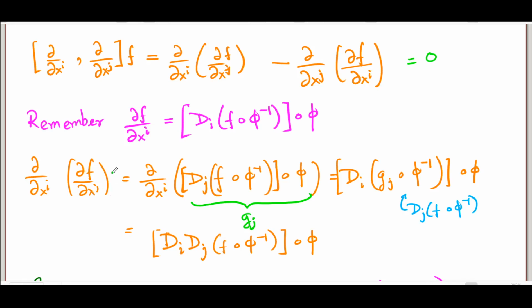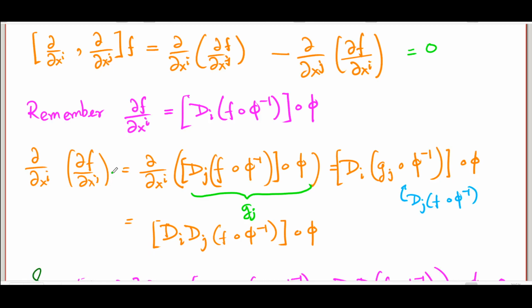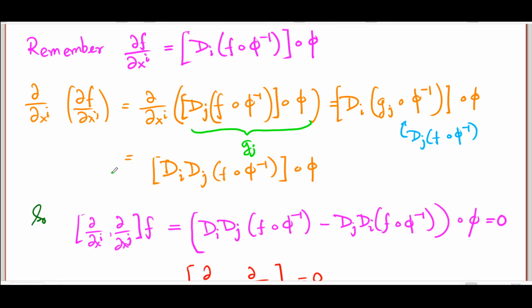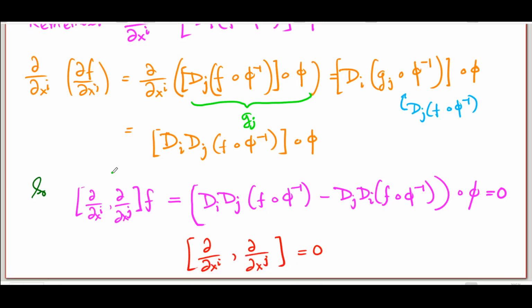And then di dj of f composite phi inverse will be evaluated for those numbers. Of course, this immediately tells you that del x j del x i of f is going to be dj di of f composite phi inverse, that composed with phi. And the difference of these two, which is the Lie bracket acting on f, will simply be di dj of f composite phi inverse minus dj di of f composite phi inverse. This whole difference composed with phi.